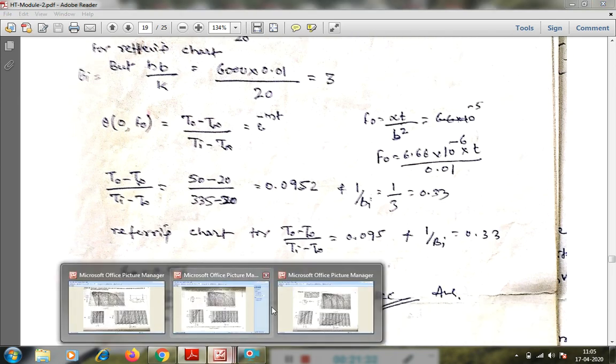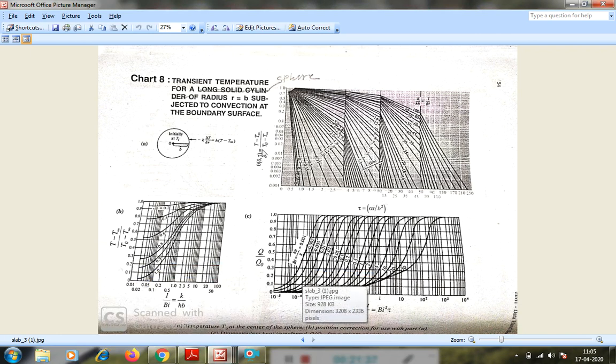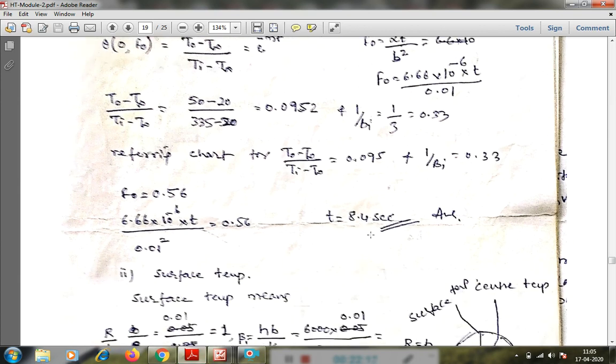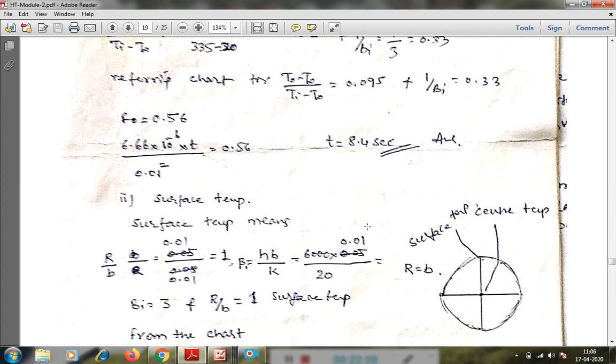Here I will show you for this sphere. This is the chart we are going to use. This ratio, T minus T infinity by Ti minus T infinity, we know as the center temperature is known. Then from that we have to find alpha t by R square, with 1 by Biot number along the curve. By using that, the Fourier number we got is 0.56. After finding the Fourier number we can find the time. This time we got as 8.4 seconds.